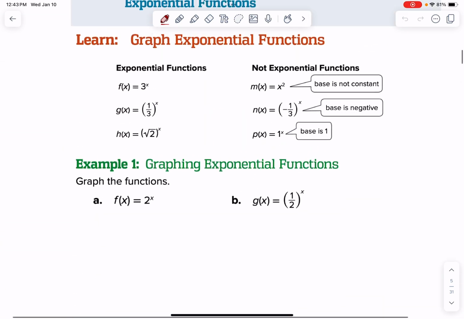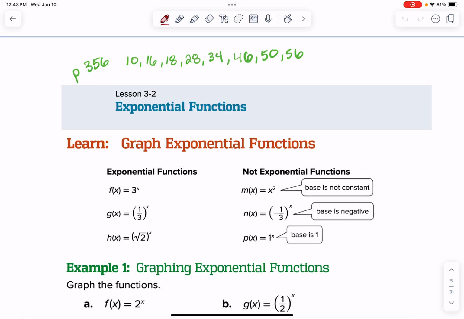Here's the homework assignment for it. Okay, there's a couple graphing things, but I'll show you some shortcuts to take.